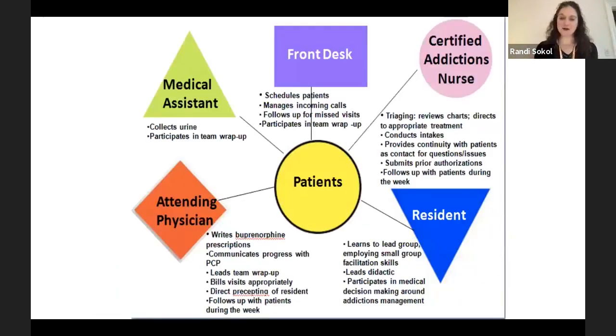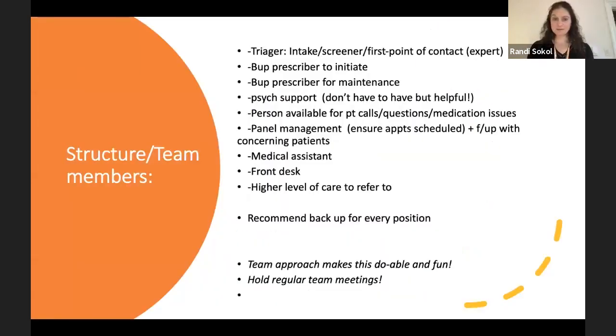Some commonalities with all of this are that we really use a team-based approach. For example, as the attending physician, I'm writing prescriptions and doing the notes. We have the addiction nurse, who's really the hub of all of this. She's talking to the patients for the first time, getting them set up for group, and filling out forms with them. Whenever they have any questions, or they're depressed or anxious, they call her. So she's really the first point of contact for them. We have the front desk scheduling people for group, medical assistants helping collect urines, and then we have learners joining us as well.